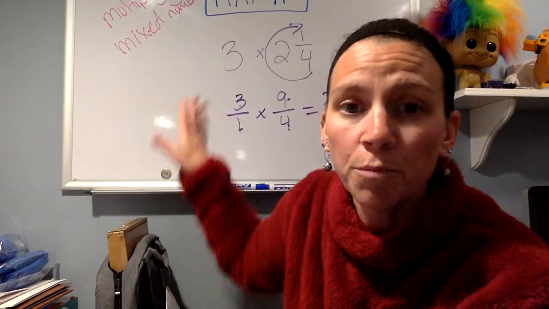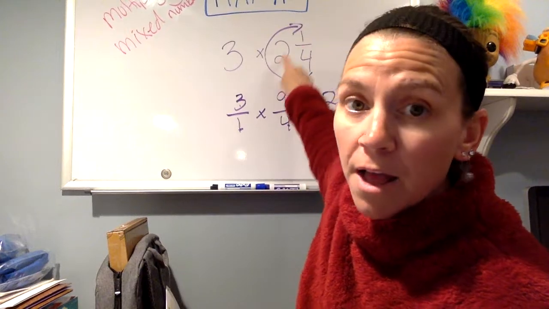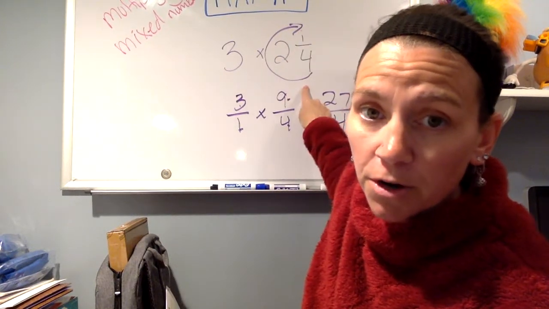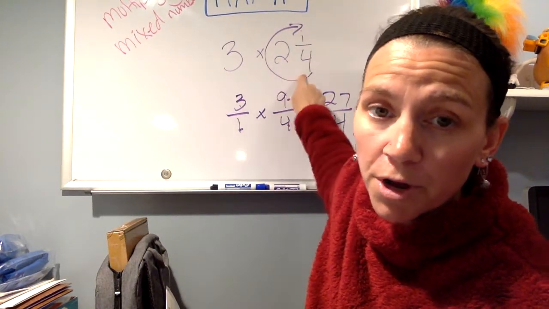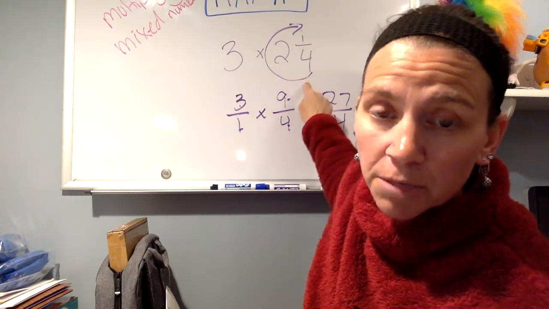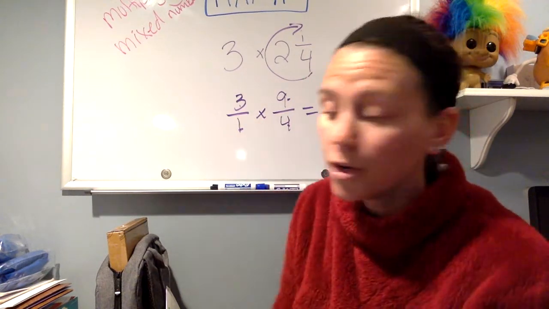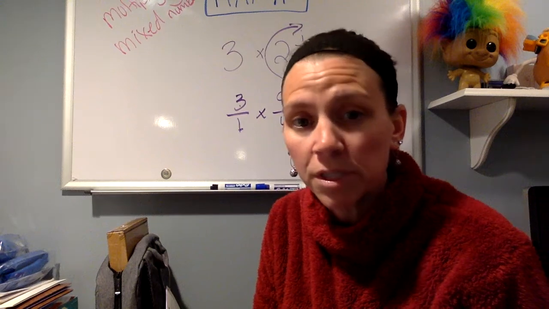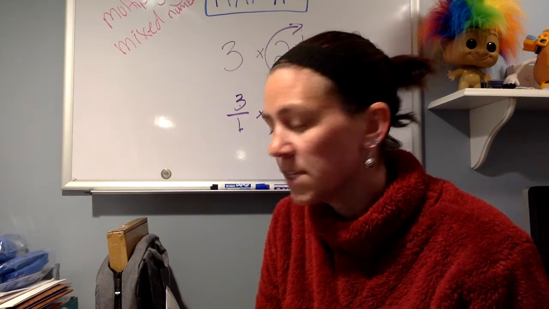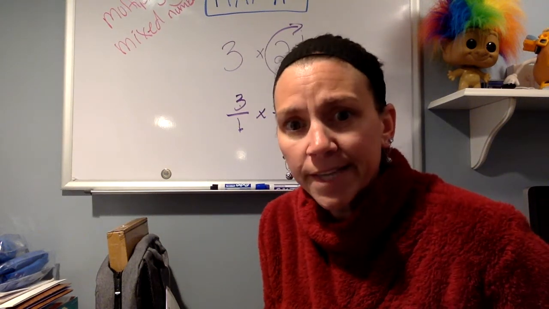Okay, so work your way up and around, multiply, add the top, keep the denominator. Multiply the denominator and the whole number, add the top, keep the denominator. Okay, stick a 1 underneath. You guys should have no problem with this today. And that's it. Okay.